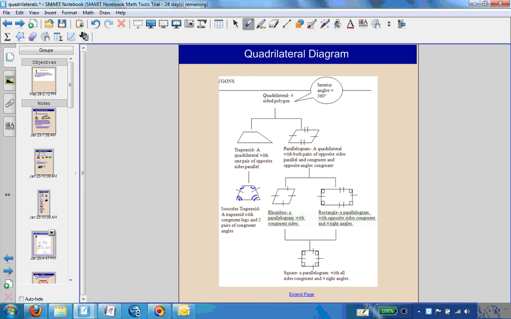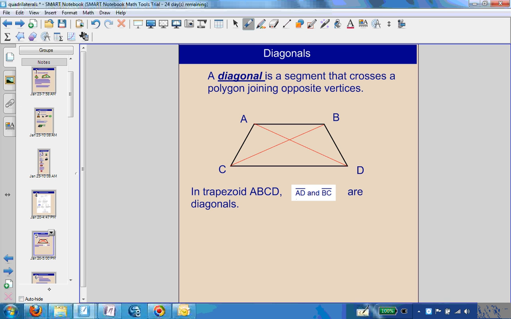So here's a flow chart to help you visualize the relationship between all the quadrilaterals that we're studying this year. So we see that trapezoids and parallelograms are the main types of quadrilaterals. Isosceles trapezoid is a special type of trapezoid. Rhombus and rectangle are special types of parallelograms, and the square is a rhombus and a rectangle put together. We have what's called a diagonal. A diagonal is a segment that crosses a polygon joining opposite vertices. So in this example, segment AD and segment BC are considered diagonals.